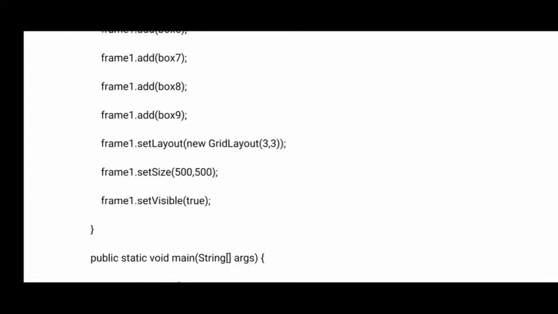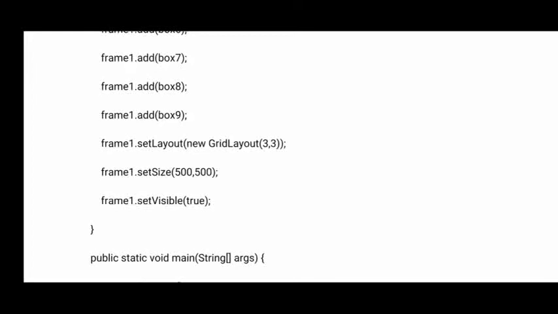See here I have given 3 rows and 3 columns. The first parameter is for rows and the second parameter for columns. So on the screen I want 3 rows and 3 columns. And what is the size of the frame here? 500 pixels, 500 height and 500 width. That much frame I want. And in that frame, how many buttons am I adding? 9 buttons.